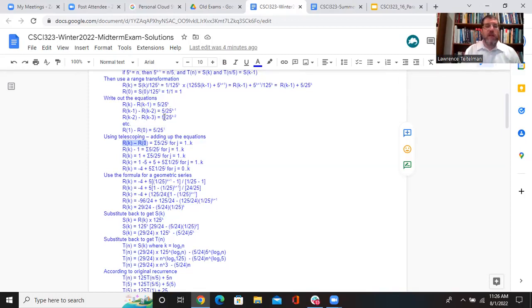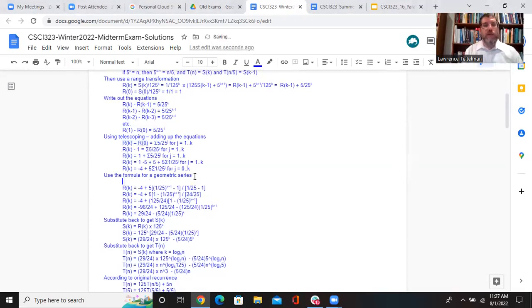Okay. All right. So now we use our formula for the geometric series. So remember the formula for the geometric series. I'm going to write it here. So remember the formula is A times R to the n plus 1 minus 1 divided by R minus 1. Okay, that's the sum of the geometric series.